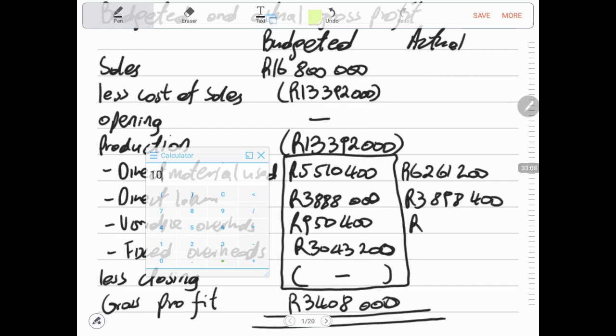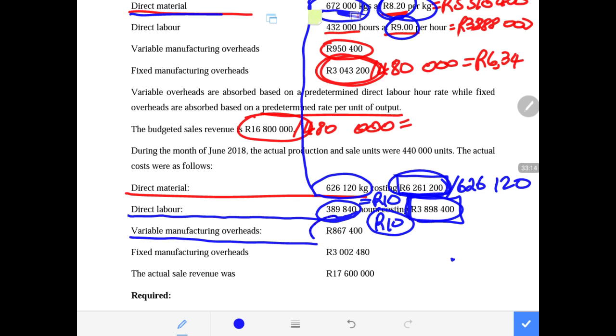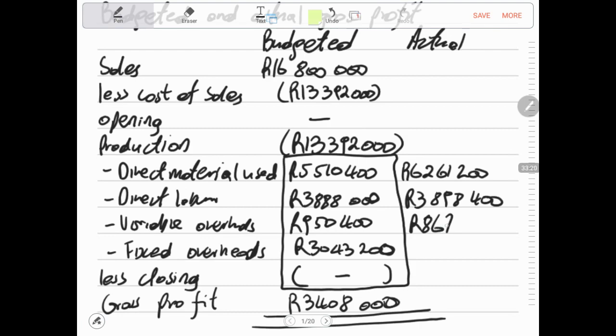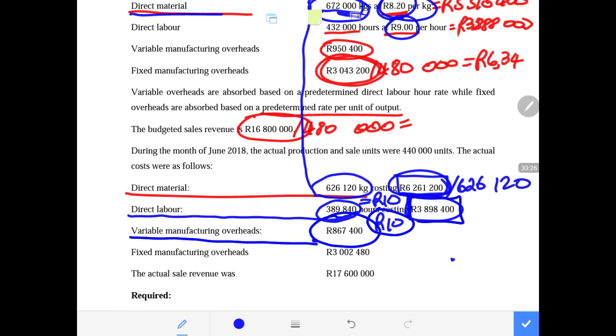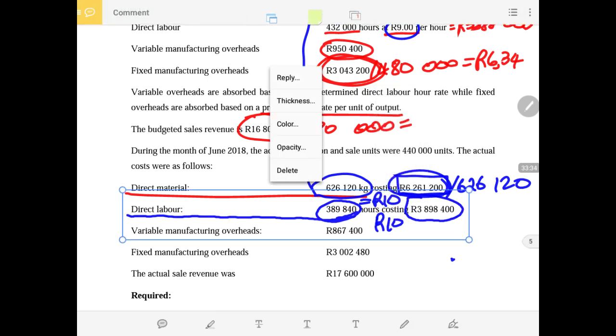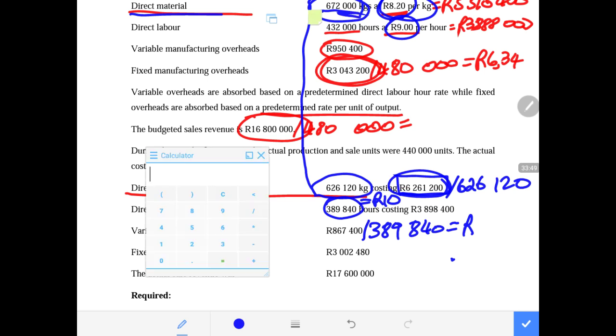Then we go to the variable overheads. Variable overheads, they normally give us as a total figure. There is variable overheads of 867,400. And again, I want to calculate my rate per labor hour with regards to the overheads that are variable. My variable overheads will be the total divided by the actual labor hours. My total variable overheads is 867,400. Divide this by actual labor hours of 389,840. This will give me the variable overhead per labor hour, because variable overheads are based on labor hours.